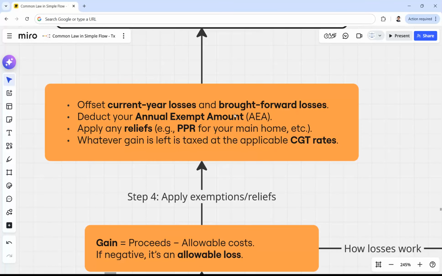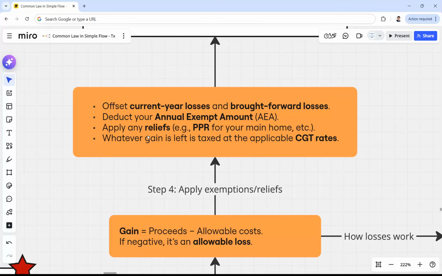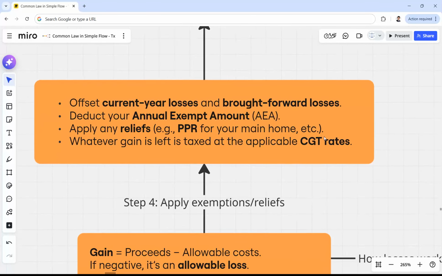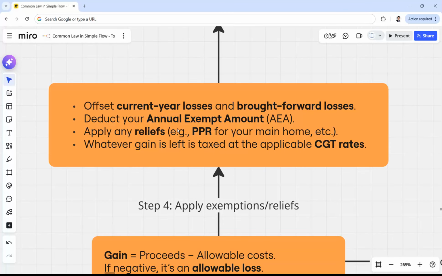Offset current year losses and brought forward losses. Deduct your annual exempt amount, AEA. Apply any reliefs, for example, PPR, for your main home. Whatever gain is left is taxed at the applicable CGT rate. So this is a summarization of what we had.